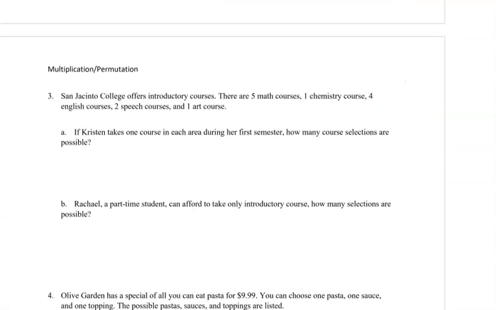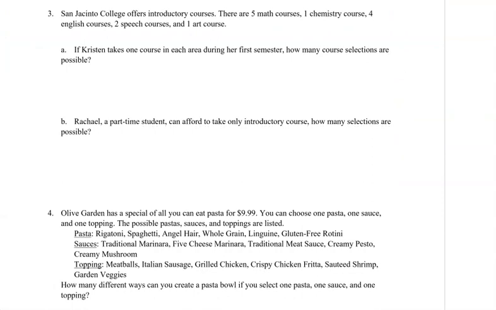All right, so let's go ahead and look at that and go to example 3, and we're going to start doing it the easy way from now on. So San Jacinto College offers introductory courses. There are 5 math courses, 1 chemistry course, 4 English courses, 2 speech courses, and 1 art course. If Kristen takes 1 course in each area during her first semester, how many course selections are possible?